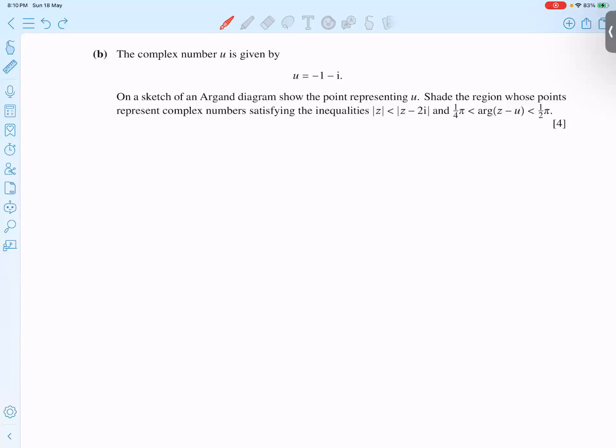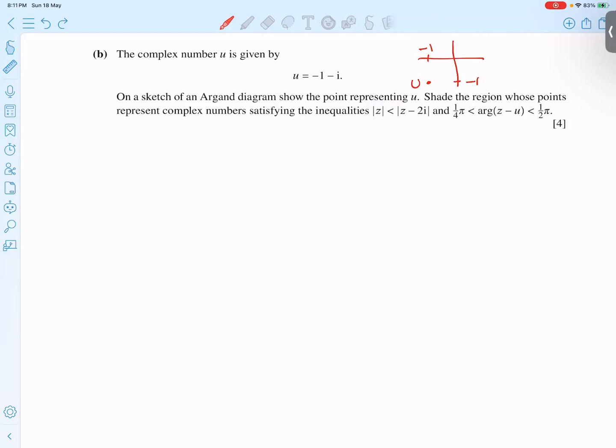So part B, we have complex number U mentioned here. He said on a sketch Argand diagram, show the point. First of all, 1 mark out of 4 is to represent this one. Basically 1 positive, 1 negative, x is negative, y negative. So this is represented by U because both are negative. I believe you got the point. So this is a rough sketch. I have done it.